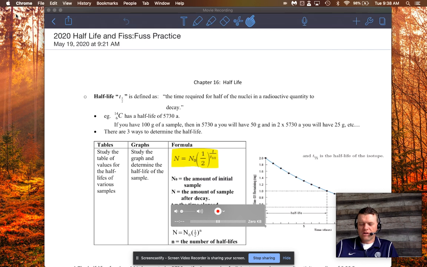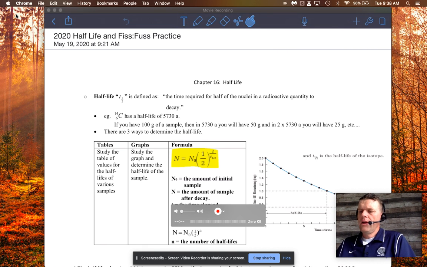I want to talk today about half-life, and I'll also touch on fission and fusion. These are the last two concepts in chapter 16, and the math with them isn't really that bad. So let's start with half-life.